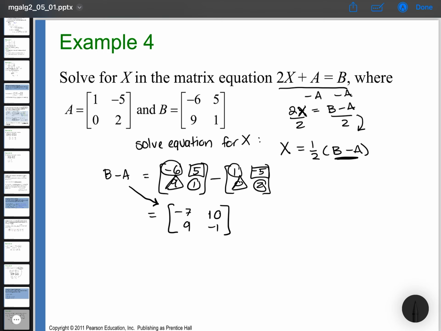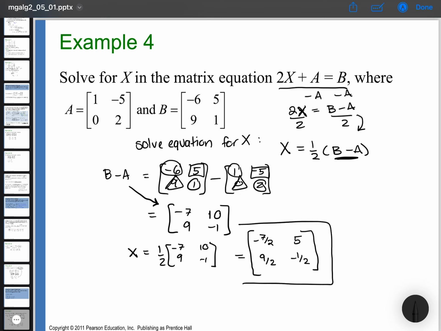Then the last thing we have to do here to solve for X is multiply this entire matrix by 1/2. And yes, it is possible. Now we're going to start introducing more fractions into our matrices. So this is going to leave me with -7/2. 10/2, or 10 times 1/2, is the same as positive 5. Then I'm going to have 1/2 times 9, which is 9/2, and -1/2. And this is our solution. We have successfully solved for matrix X. That's your solution right there.